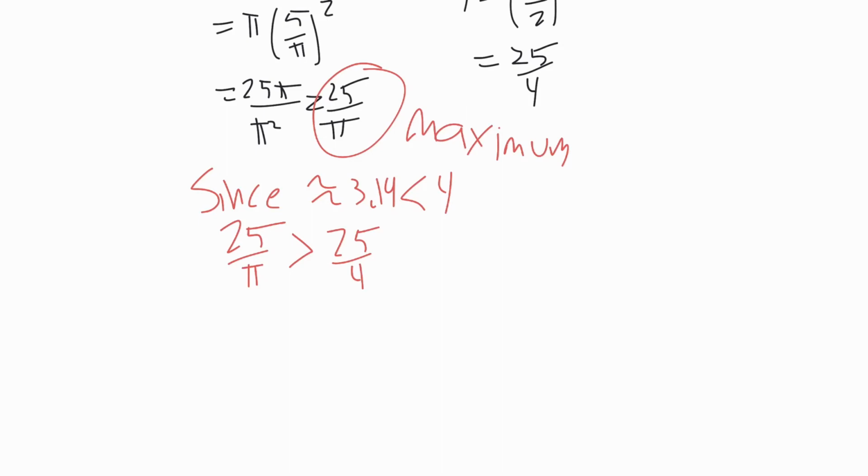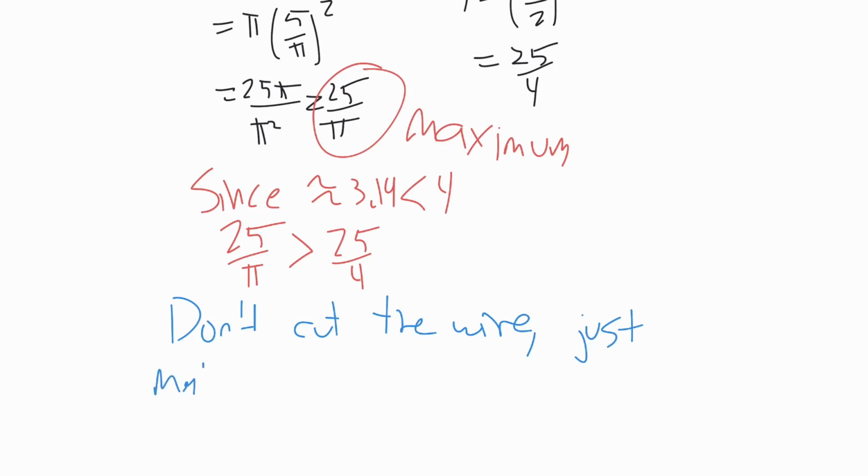So the maximum area doesn't happen on the interior, it happens at one of the endpoints. And the endpoint is where there's no square. So what is the optimum place to cut the wire? The final answer is don't cut the wire. Just make a circle. So a very strange answer here. The maximum for this problem is to actually do the endpoint, to not cut the wire at all and to just make yourself a big circle, no square at all.